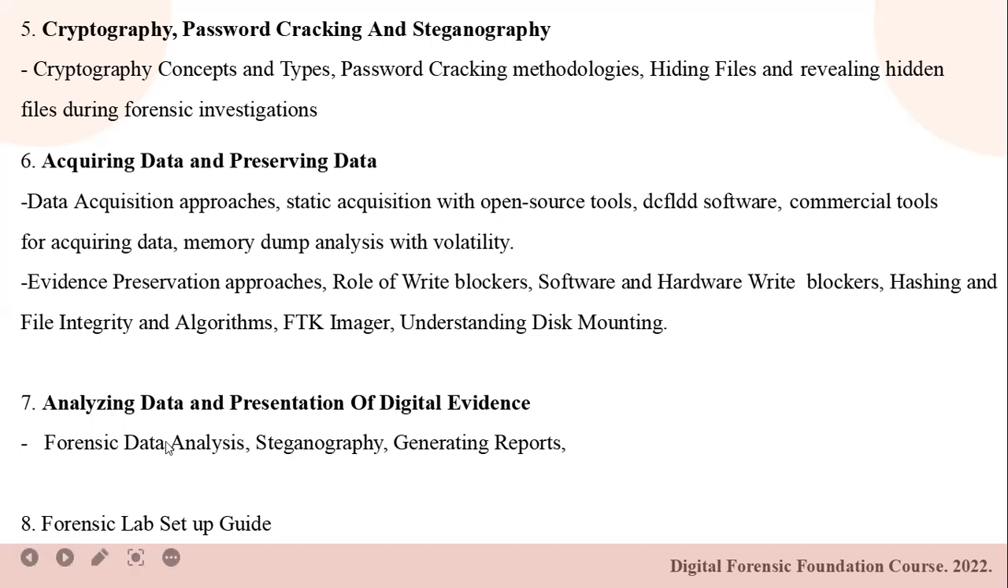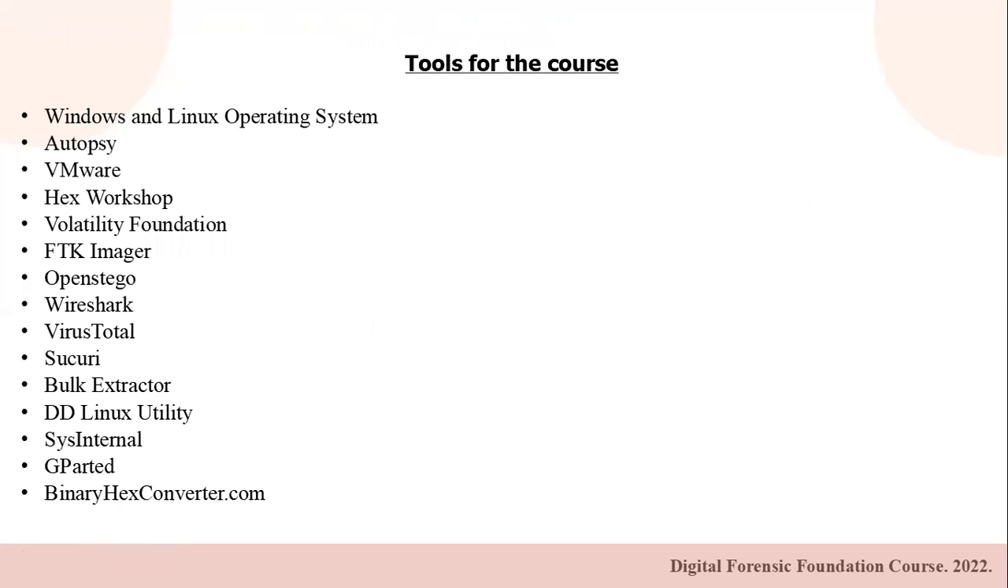Then in module 7, we're going to be looking at presenting our evidence. Then of course, how do we set up a lab? Some of the tools we're going to be looking at in this training: we're going to be using the Windows or the Linux operating system. We won't actually touch the Mac operating system, but we'll concentrate more on Windows and Linux tools. We're going to use Autopsy, VMware, Hex Workshop, Volatility, FTK Imager, OpenStego or QuickStego, any of those steganographic tools.